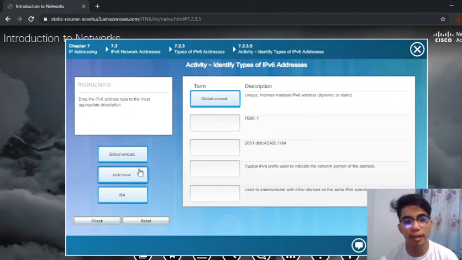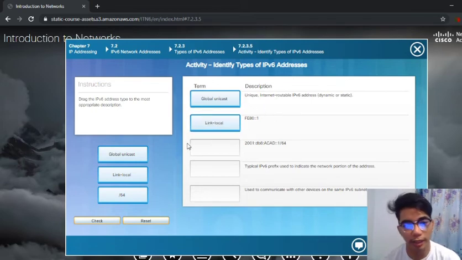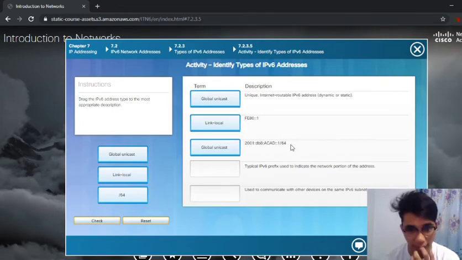It can't be link local because link local is a different address from the global unicast. Then the FE80 double colon 1 would be the link local. It is the address for the link local. Then 2001 colon db8 colon acad double colon 1/64 would be the global unicast. As you can see, the difference of the link local and the global unicast address.